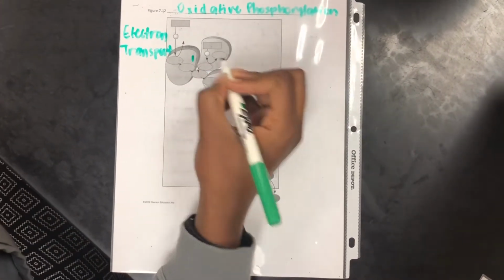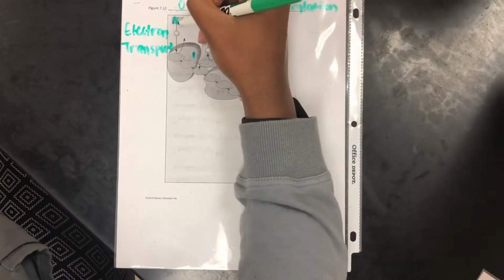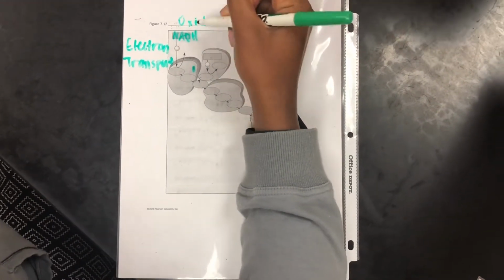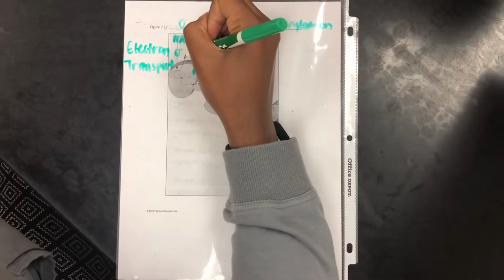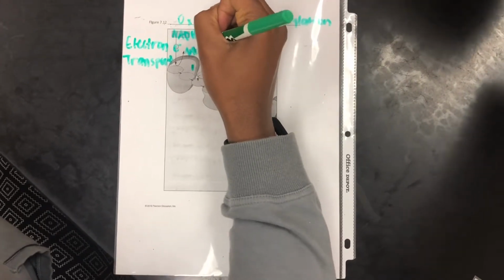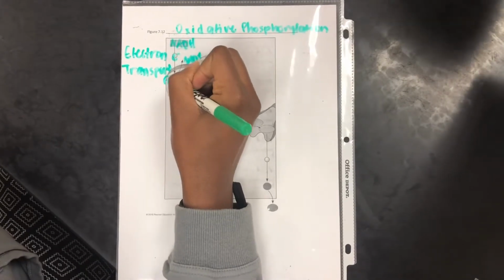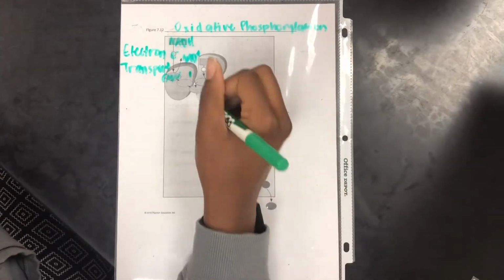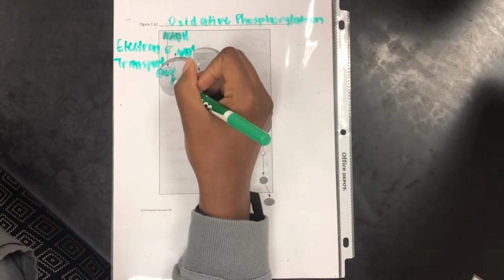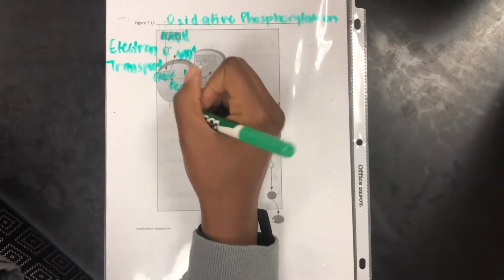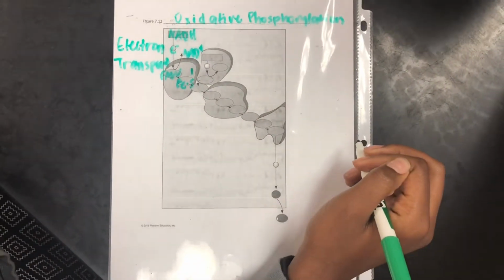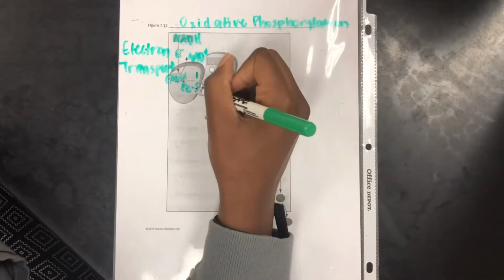Complex 1. Electrons acquired from glucose by NAD+, transferred from NADH, go into FMN, or flavoprotein. The FMN then returns to its oxidized state when it transfers its electrons to Fe-S, an iron protein, which then transfers its electrons to ubiquinone, or Q, which is mobile.